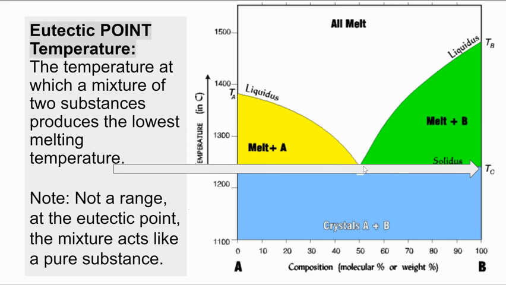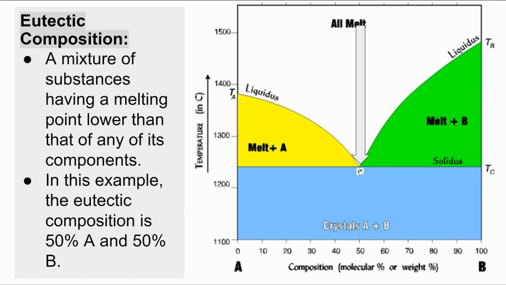The eutectic point temperature would be the temperature of the solidus line, the freezing temperature, because it's intersecting. This is when the liquidus line intersects the solidus line. It's the temperature at which the mixture of two substances produces the lowest melting point temperature. Again, note that it's not a range. The eutectic point is when our alloy is acting like a pure substance and melting at a single defined temperature.